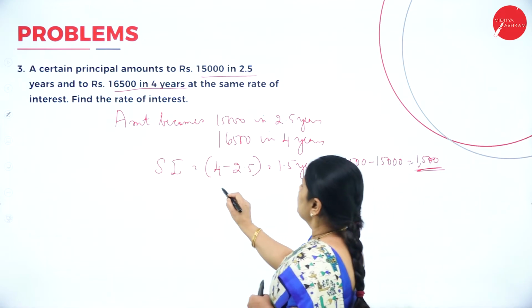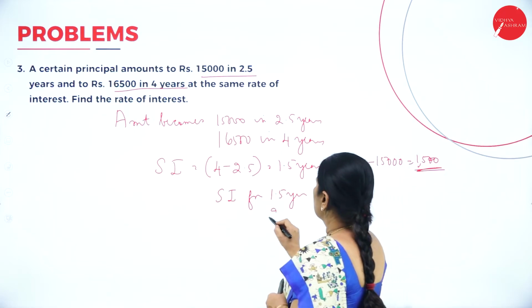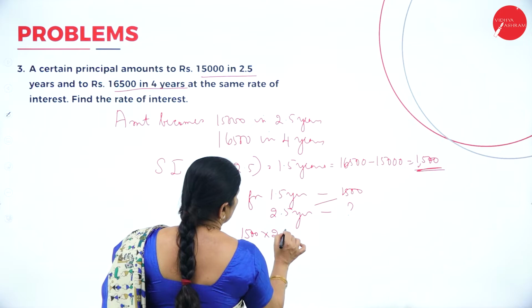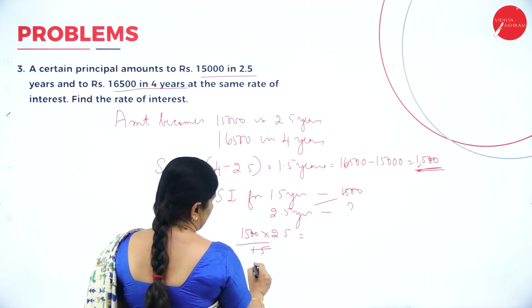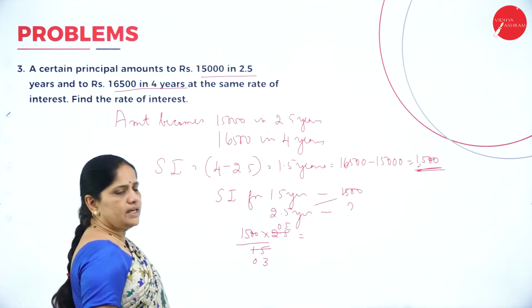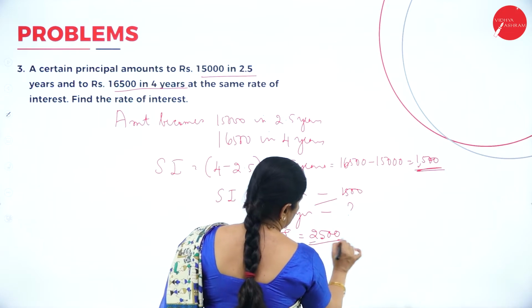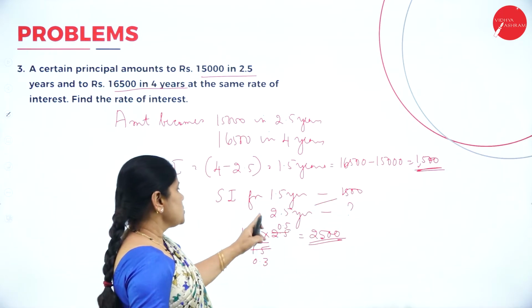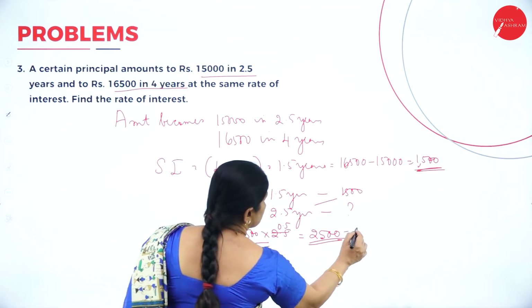So we know that the simple interest for 1.5 years is 1,500. So what is the simple interest for 2.5 years? 1,500 into 2.5 by 1.5, so this will be equal to 2,500. So we have the simple interest for 1.5 years is 1,500. So for 2.5 years, how much? 2.5 into 1,500 by 1.5, I get 2,500. So 2,500 is the simple interest.